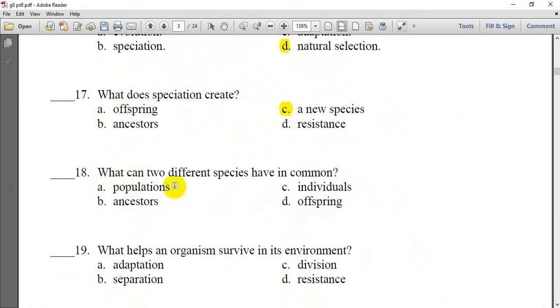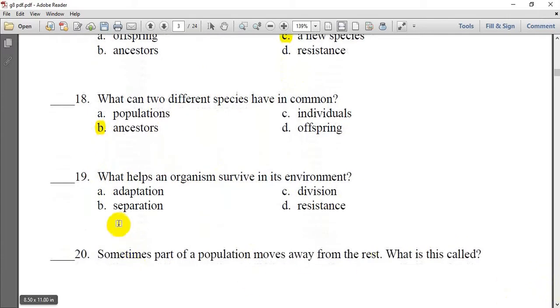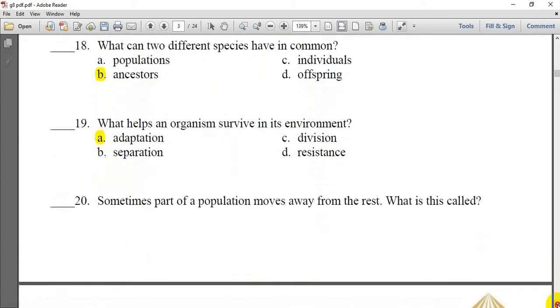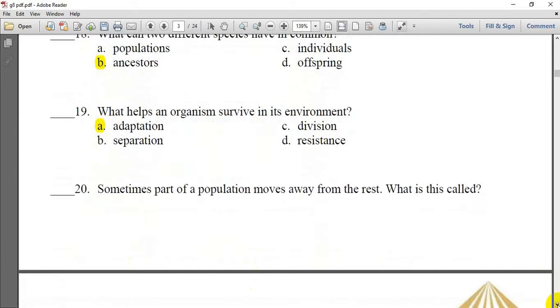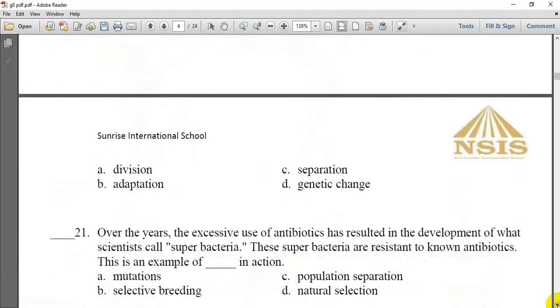Question 18. What can two different species have in common? Two different species may have the same ancestors, so the answer is B. Question 19. What helps an organism survive in its environment? What helps them to survive is adaptation. Question 20. Sometimes a part of the population moves away from the rest. This step is called separation.